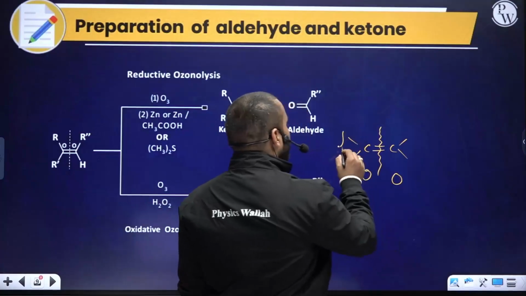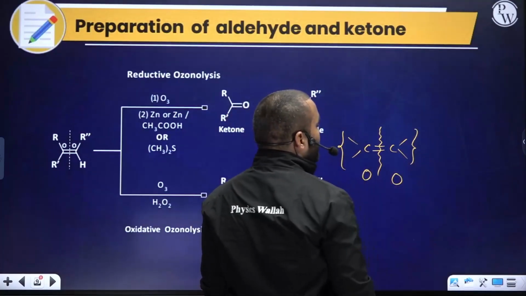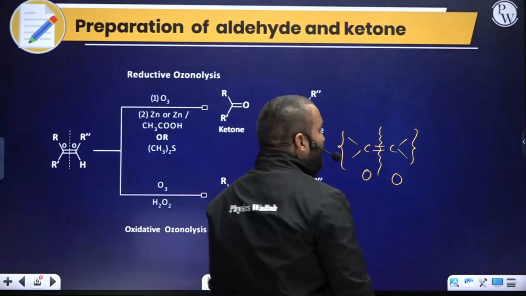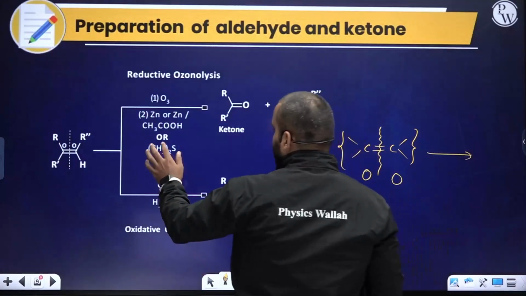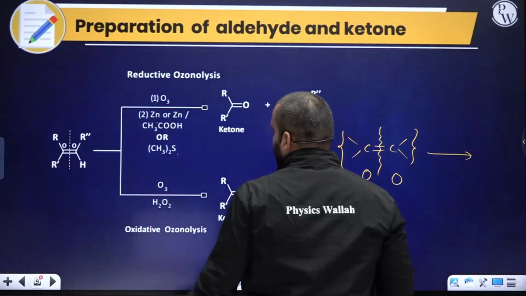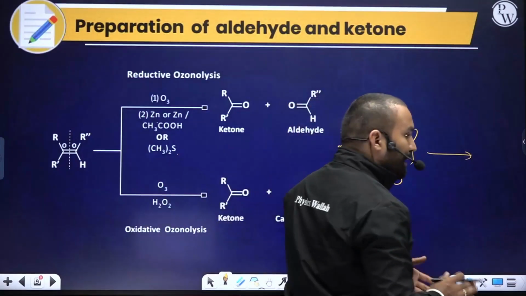Depending upon the groups present here and the groups present here, you may obtain an aldehyde or a ketone. And depending upon the reaction condition, if you use zinc or if you use dimethyl sulfide, then the product obtained will always be aldehyde or ketone.